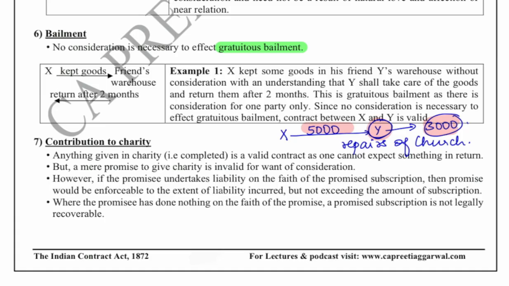And with this, we also come to an end of the chapter consideration. So we have now discussed 2 elements in detail. One is offer and acceptance and the other is consideration. I hope you were able to recall all the concepts. Yes, it was a quick revision. I highlighted the keywords for you. I also gave you an idea of the kind of questions that can be asked on this part.